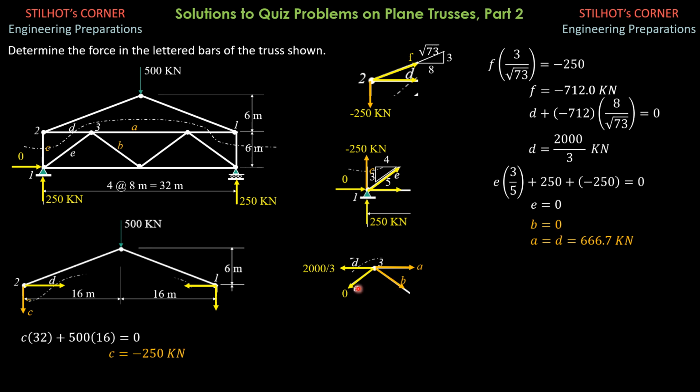Finally, you can remove E and B, which are 0, then we have two forces that are collinear. Since they are collinear and they are in equilibrium, then they are equal. That is A equals D equals 2000 over 3 or 666.7 kilonewtons. So that's it for this video.